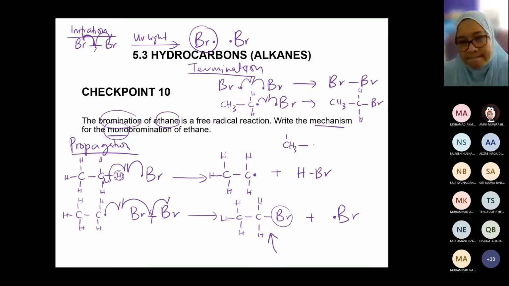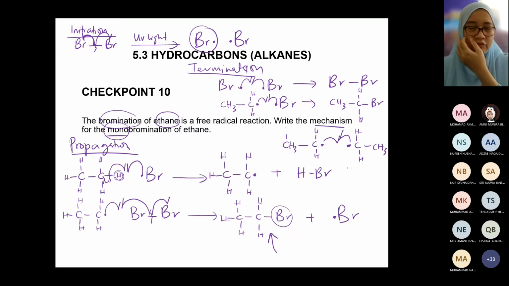Okay, and the last one we would have this one. CH3CH2 reacts with CH2CH3. Okay, free radical. So this one will react with one another to produce butane. Butane lah, combine all the 4 carbons. Okay, we would have butane.